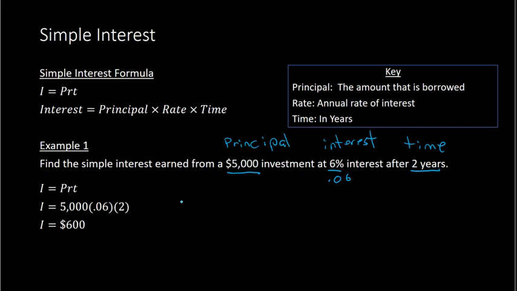So when you let someone borrow your money or when you invest it into something, you earn money because you're letting someone borrow your money. So $600 is your interest.